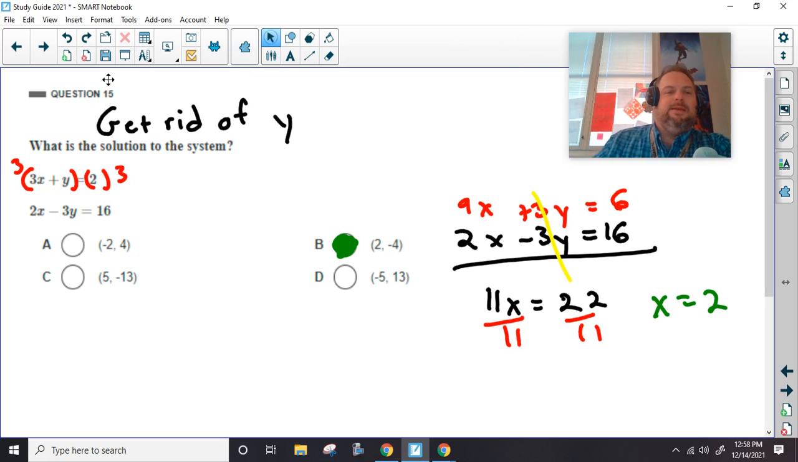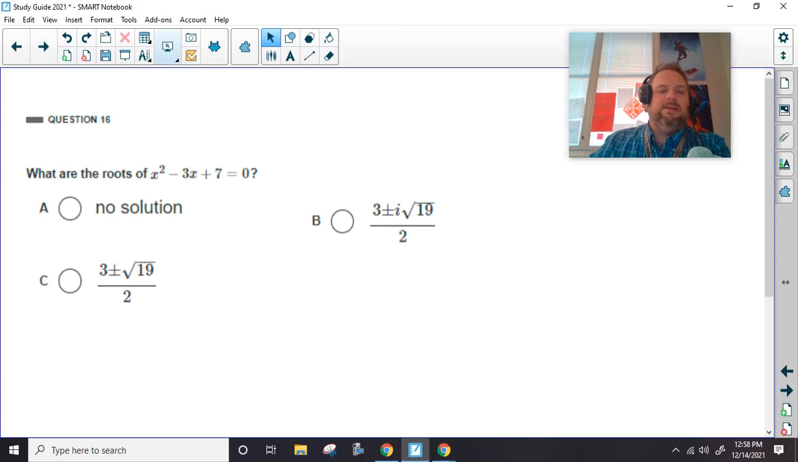All right. So we go with number 15. Yeah. All right. Number 16. This is when we have to actually use this part right here.